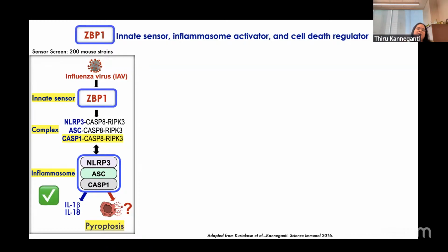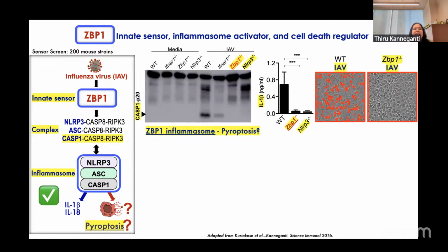So that's ZBP1. Before we discovered it, ZBP1 was a completely enigmatic molecule. No one knew exactly what ZBP1 does. And in our studies, we were screening with influenza virus. And if you remember, we showed back in 2006, two decades ago, that NLRP3 is involved in caspase-1 activation and IL-1 beta, IL-18 regulation. And our discovery of ZBP1 led to understanding of the role of ZBP1 in also activating the inflammasome, which is caspase-1 activation and IL-1 beta maturation.